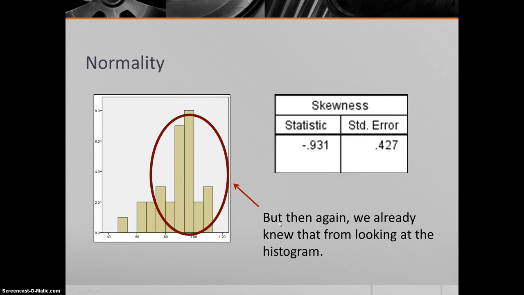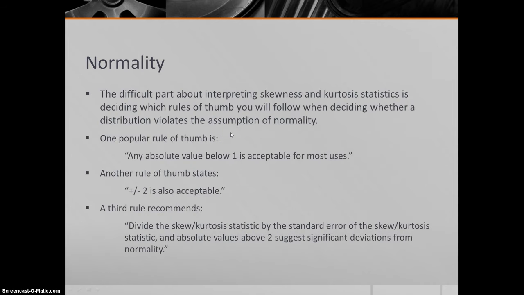But we already knew this, right? We looked at the histogram. We saw that most of the values are here, and there was a negative skew. So what is this telling us that's different from what we already knew? Well, that means we have to interpret it, right, to make any sense out of it. So now we're back to dealing with rules of thumb.